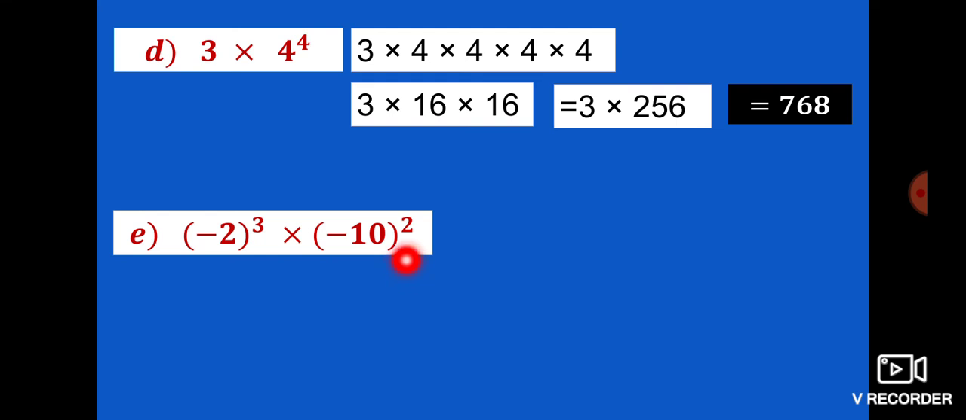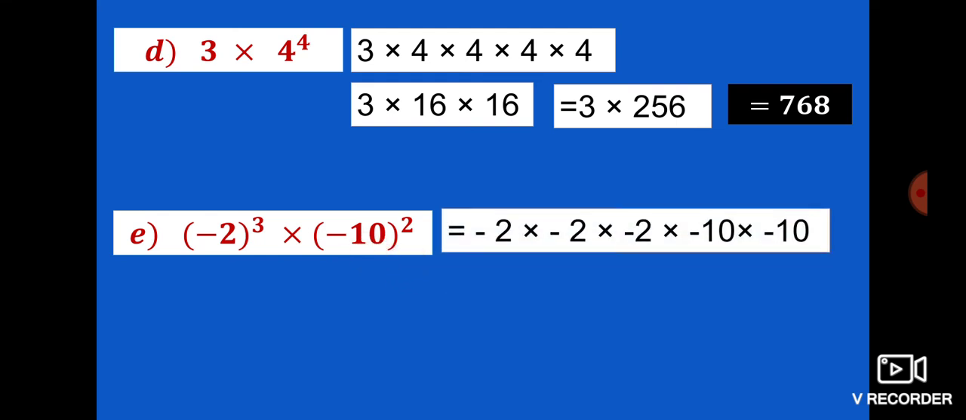Next, minus 2 cube into minus 10 square. Minus 2 three times, minus 10 two times, like this. First we multiply the numbers only. 2 into 2 is 4, 4 into 2 is 8, 8 into 10 is 80, 80 into 10 is 800. Then count negatives. 1, 2, 3, 4, 5. 5 is an odd number of negatives, so the answer should be negative. So this is the method of simplification of exponential numbers.